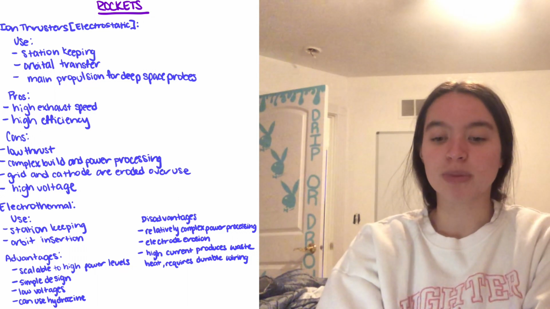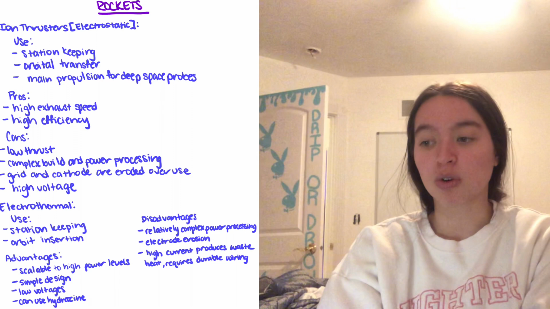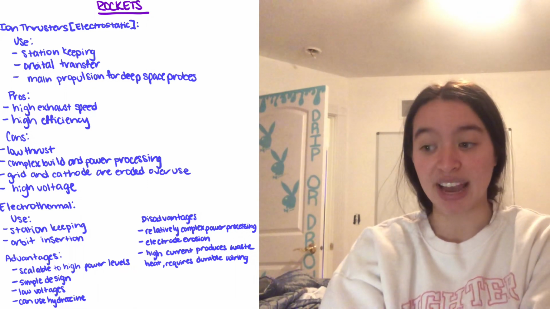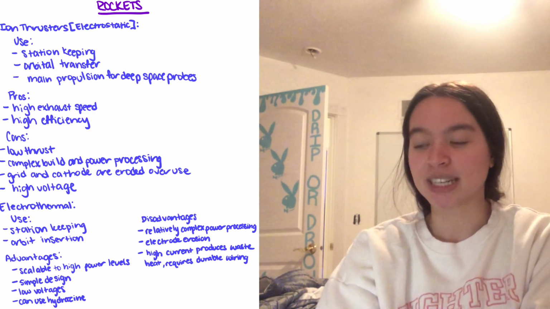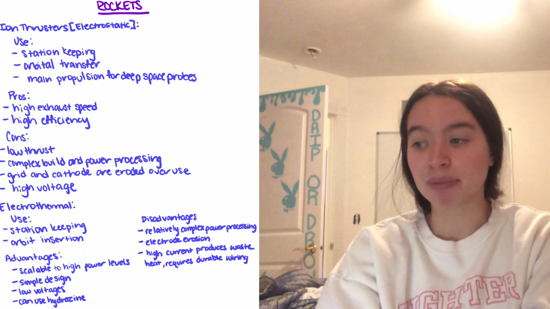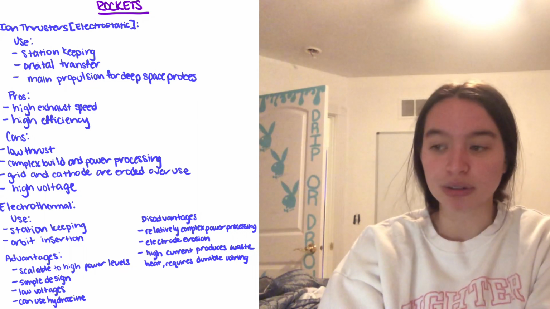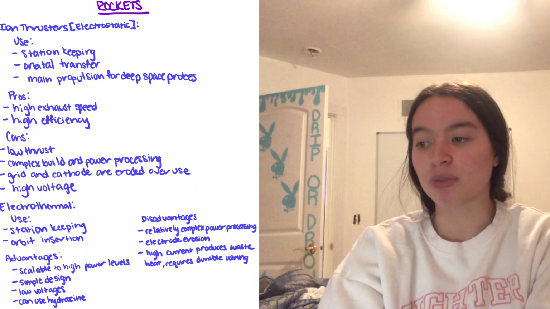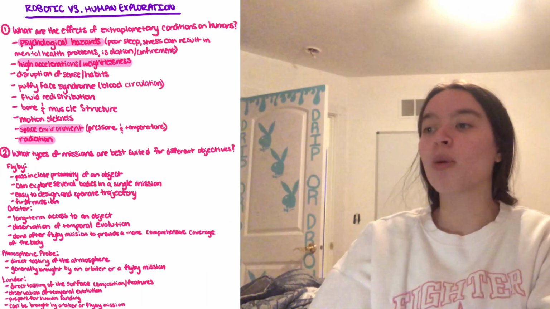Next is electrothermal, and it's used for station keeping and orbit insertion. The advantages are that it's scalable to high power levels, it's a simple design, it's low voltage, and it can use hydrazine. But the disadvantages are that it relies on complex power processing, there's electrode erosion, and there's high current, which produces waste heat and requires durable wiring. Oh my gosh, we're almost done.